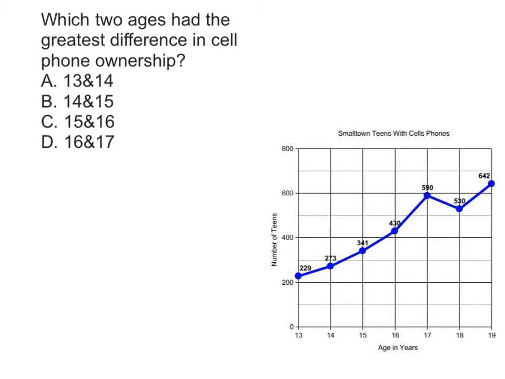Now it's your turn to try. It says, which two ages had the greatest difference in cell phone ownership? So this graph was about teens and how many cell phones are owned by each age. So work that one out.